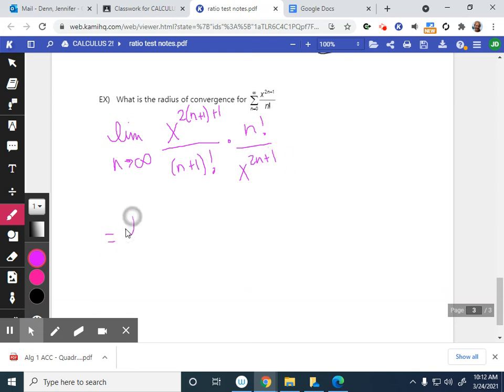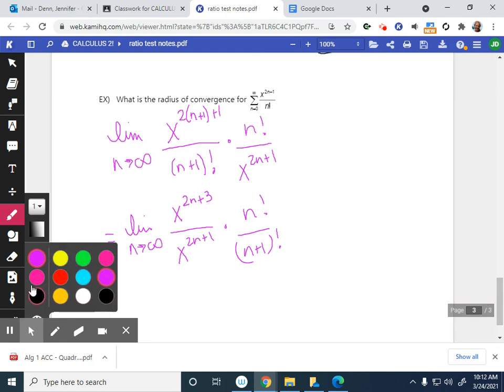Okay, so let's group some things up. We have x to the 2n plus 3 over x to the 2n plus 1, times n factorial over n plus 1 factorial. Hopefully you followed in the last notes what we're supposed to do with that. If you weren't sure, I'll make it a little bit more clear. So how do I reduce the factorials?